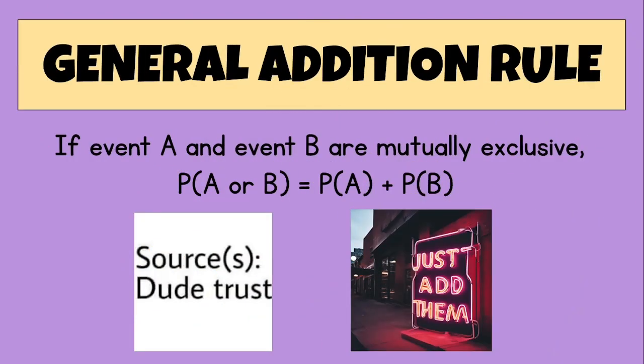Now, there's a much simpler version of the general addition rule, which is that if event A and event B are mutually exclusive, meaning that they cannot happen at the same time, the probability of event A or B will just equal the probability of event A plus the probability of event B. You don't have to subtract anything because there will be no overlap.